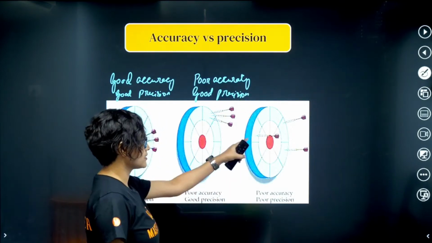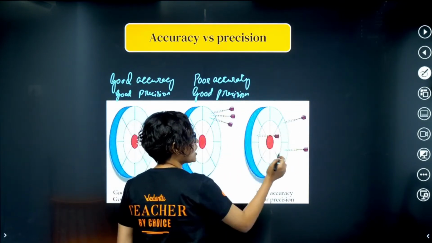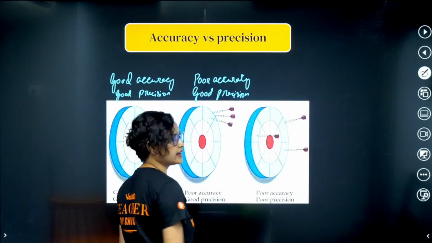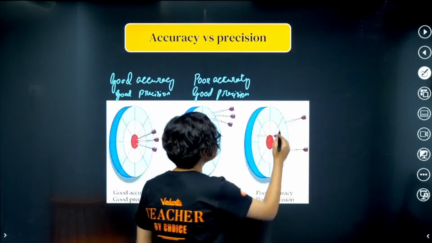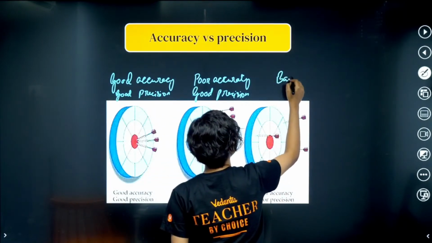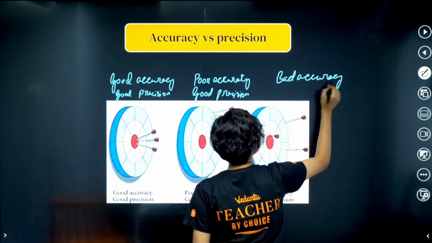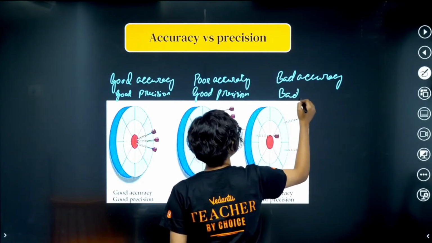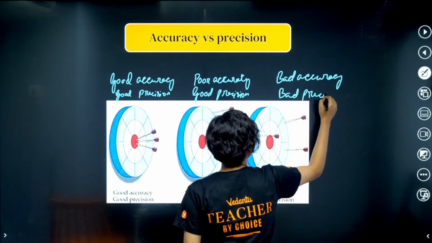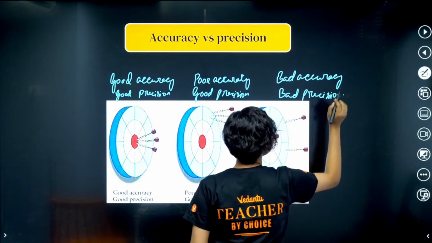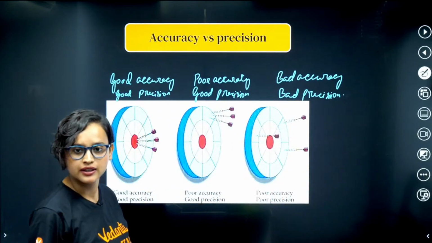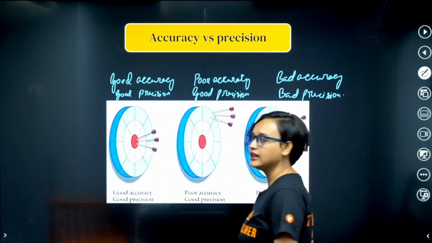Alright? Now look at this. Neither are the darts close to each other, nor are they hitting the bull's eye. So this, my dear student, is both bad accuracy as well as bad precision. Understanding everybody? Got it?